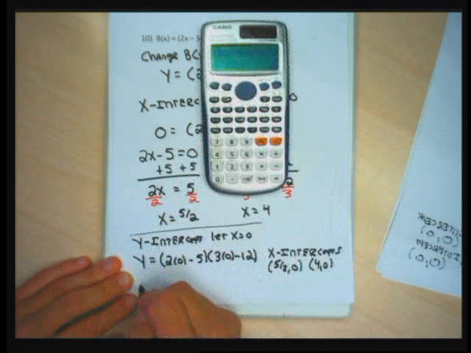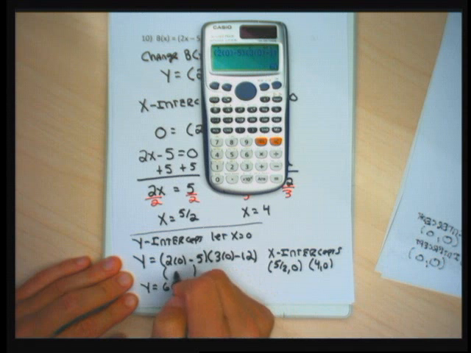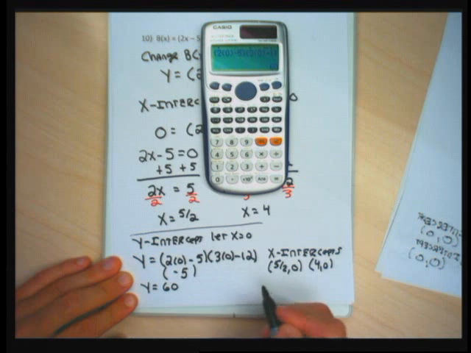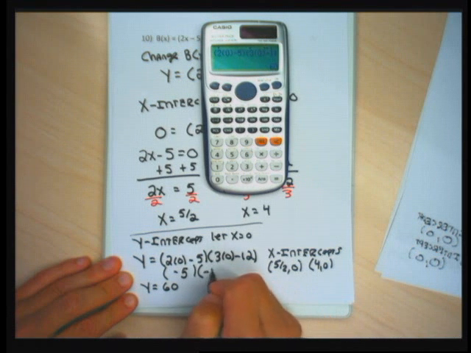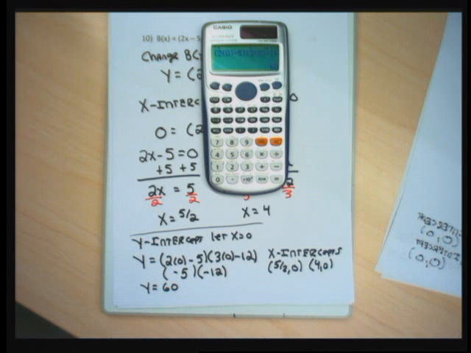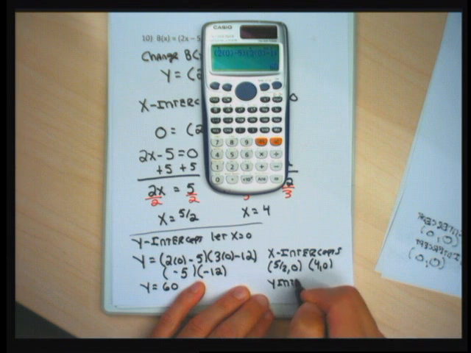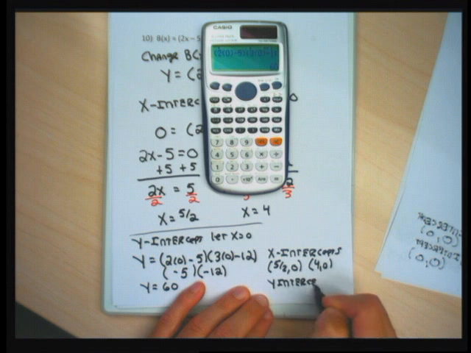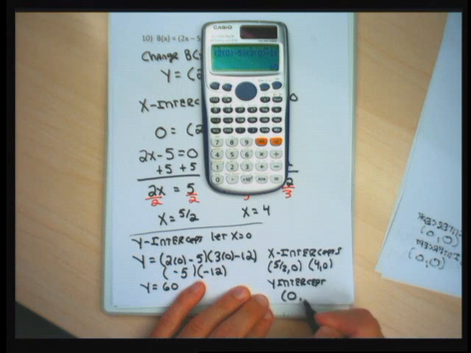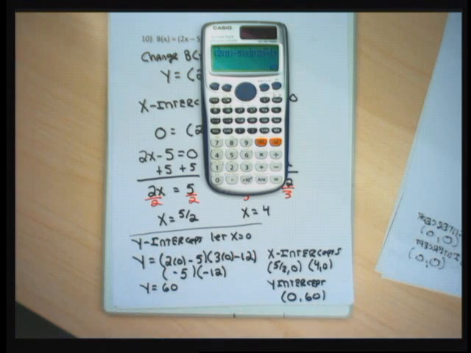So I should get y equal to 60. This is because the first parenthesis simplifies to 0 minus 5, which is negative 5. The second parenthesis simplifies to negative 12 because it's 0 minus 12. And then negative 5 times negative 12 is positive 60. And in my answer for the y-intercept, I'm going to say it's x equal to 0 because I plugged 0 in for x, y equal to 60.